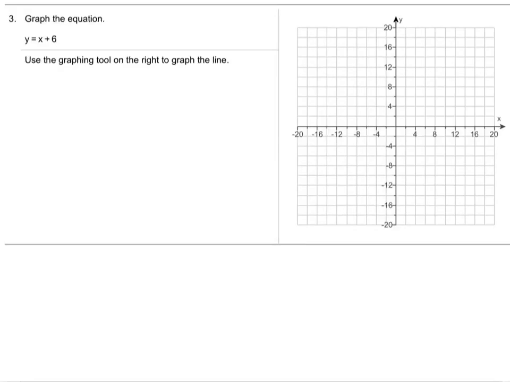So number 2 is the same, so I skipped number 2. It's the same kind of question. I try to do at least one of every type. Number 3 is asking me to graph. They have a little graph system there, and they want me to use the graphing tool to graph. Our exams will be multiple choice, but I'll explain more as we go.